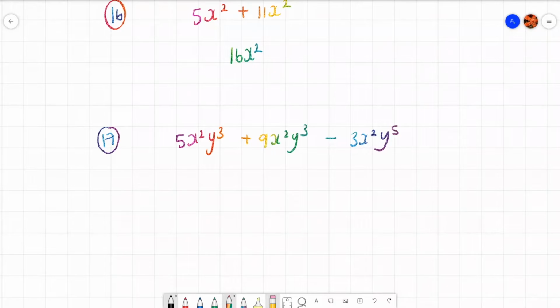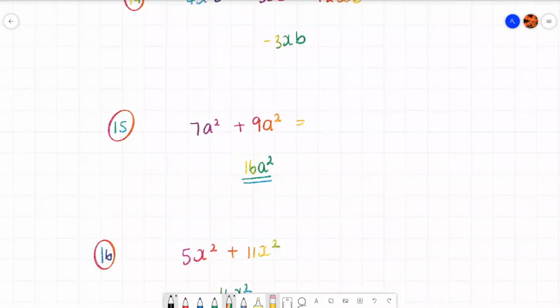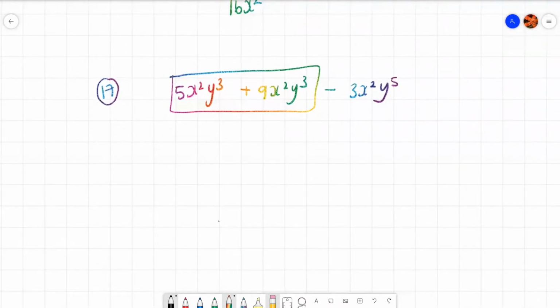Okay, I've got 5x squared y cubed plus 9x squared y cubed minus 3x squared y to the power of 5. Now I can only add the first two together because they are exactly the same. They are x squared y cubed, x squared y cubed, while the other one is not x squared y cubed, it's just x squared y to the power of 5. Okay, so let's add them together.